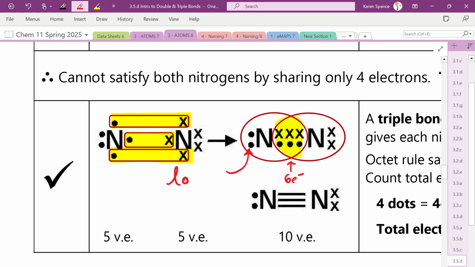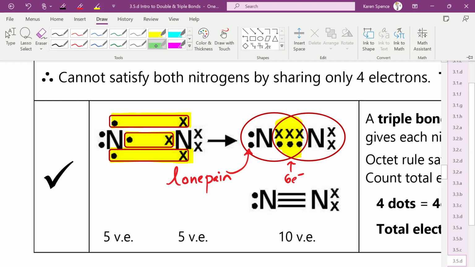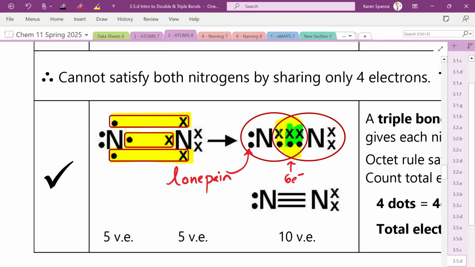a lone pair. So this nitrogen on the left has 1, 2, 3 bonding pairs and a lone pair. So that's 4 pairs altogether, which makes 8 electrons. Okay? And the one on the right also has 6 bonding electrons and 1 lone pair, which gives it 8 electrons. So now we have 8 electrons and 8 electrons.